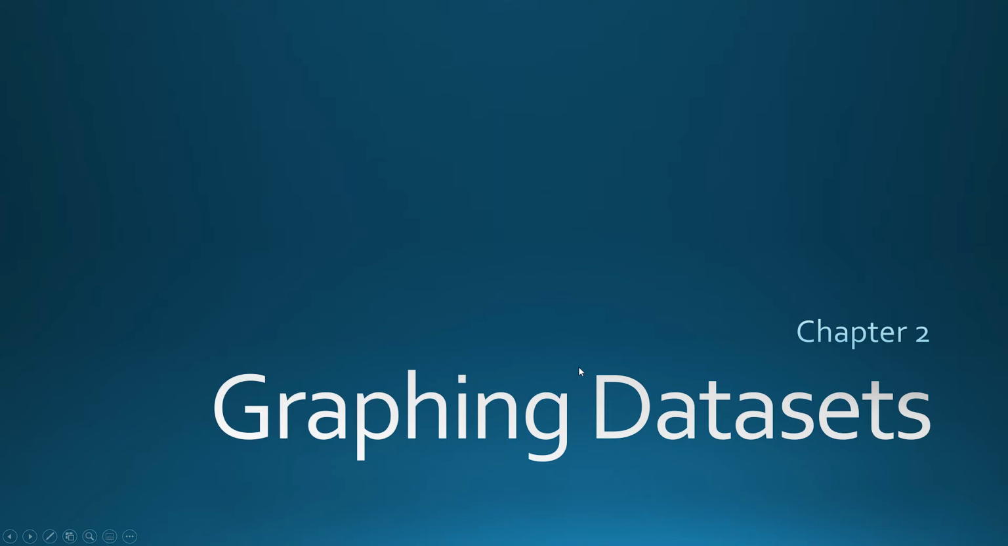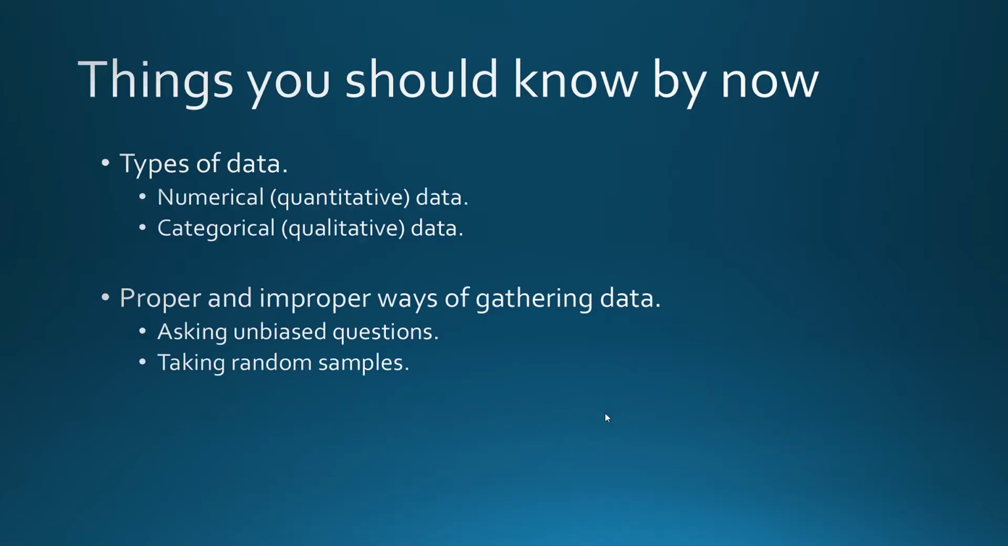Hello and welcome to our introduction to graphing data sets in particular. As of right now, there's a few things you should already know. We've already talked a bit about types of data. Remember, we have two main types of data, numerical data and categorical data. So hopefully you have a good understanding about that as of right now.